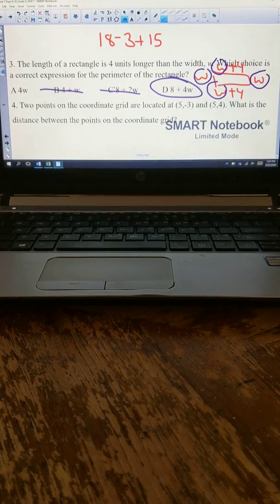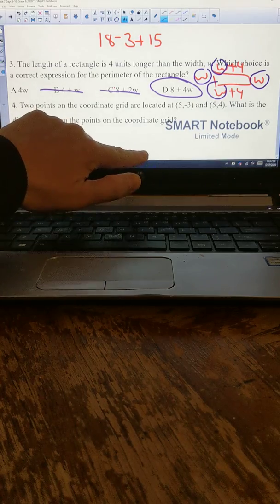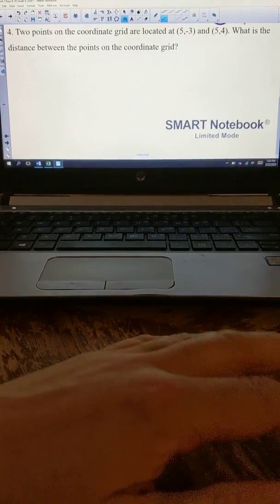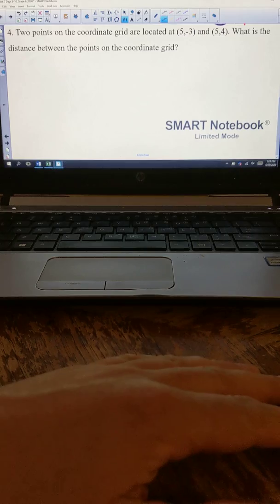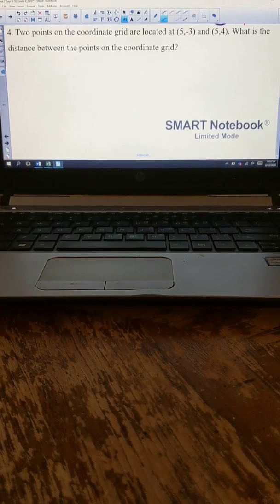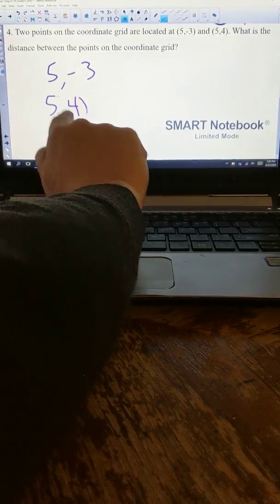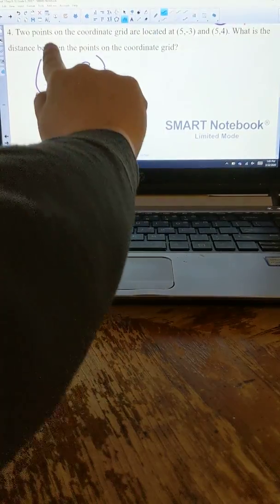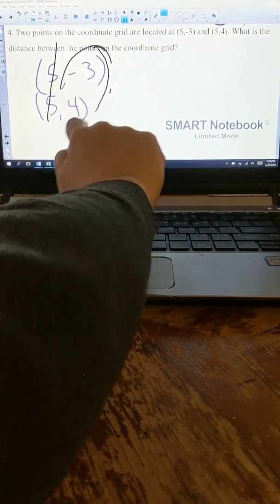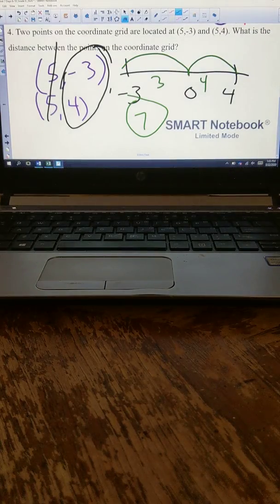D. And number 4, 2 points on the coordinate grid are 5, -3, and 5, 4. The distance between them, you line up your points. So we have +5, -3, +5, +4. These are the same. From -3 to +4, think about a number line. From -3 to 0 is 3 units. From 0 to 4 is 4 units. It's a total of 7 units apart.